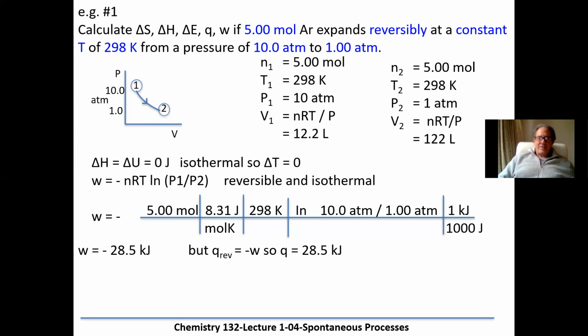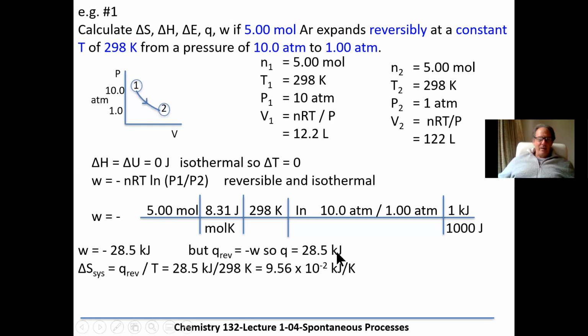And again, the gas is expanding reversibly. It's doing work as it expands. Work done by the system on the surroundings is negative. So Q reversible is going to be the reverse of that. So the heat required for that to happen, this is not an adiabatic change. It's an isothermal change. So heat can flow. So it's going to be equal and opposite to the work that was done, 28.5 kilojoules.